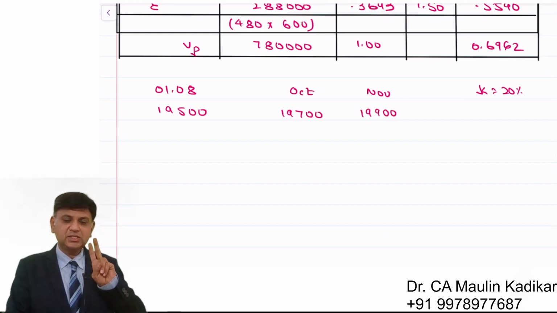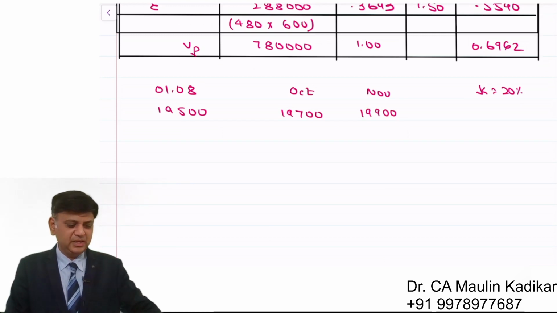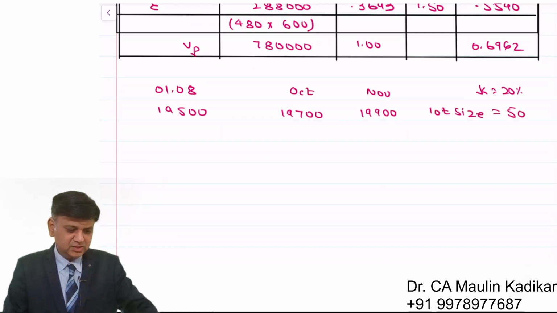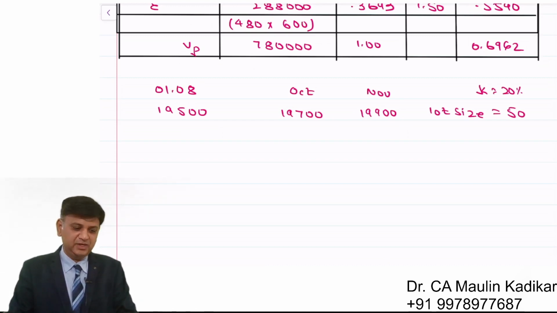And so it is August, September, October. October end is given, and of course, the November end is given. Then we have been provided with the lot size of 50 units. The first question is compute the beta of the portfolio. That is what we have done.